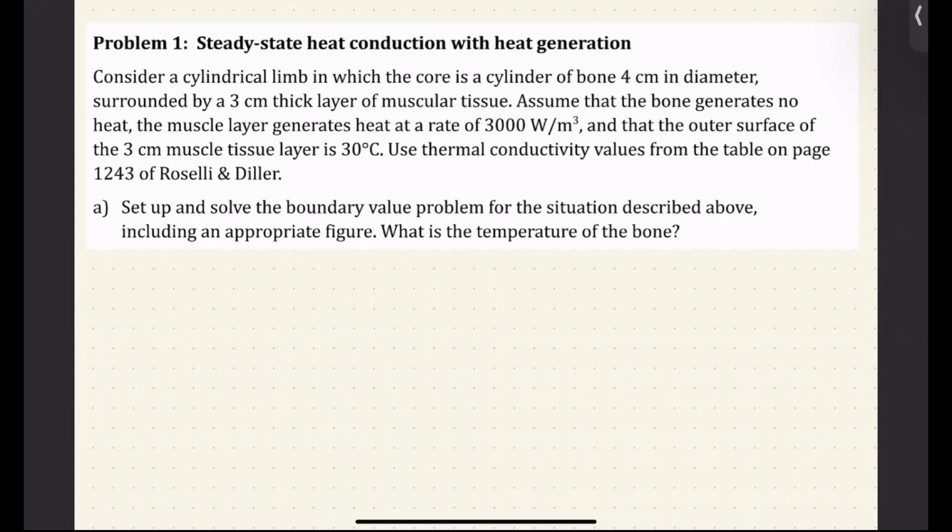It's saying that we have a cylindrical limb. So we already know that we're in cylindrical coordinates. And then we have a cylinder of bone 4 centimeters in diameter, right? Surrounded by a 3 centimeter thick layer of muscular tissue.